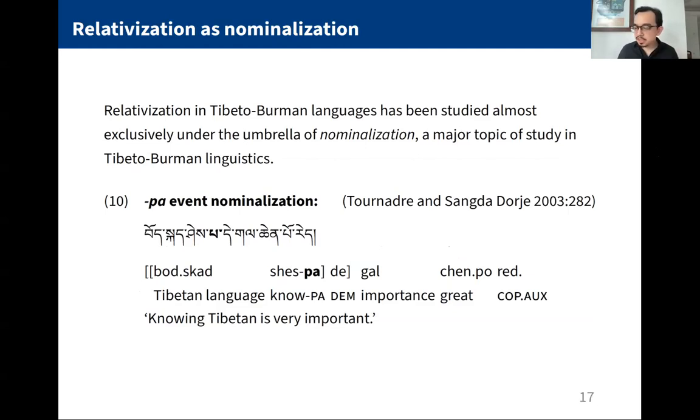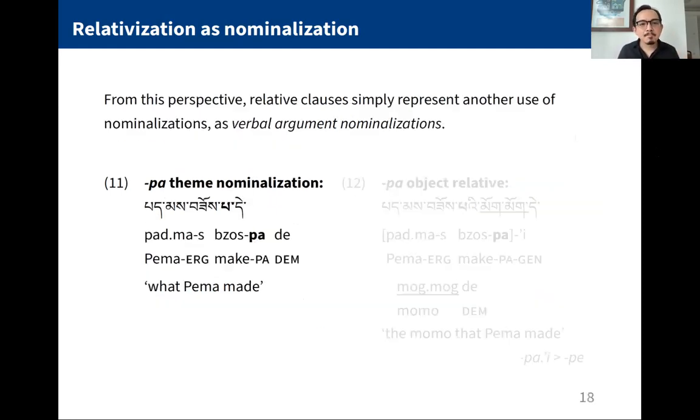The relativization in Tibeto-Burman languages has been studied quite well, but it's been studied almost exclusively under the umbrella of nominalization, which is generally a major topic of study in this area of linguistics. So for example, in Tibetan, there are event nominalizations like pukeshe pate ke chenpore. Knowing Tibetan is very important. My teachers like to say that. But you know, we can take the root she, and we use one of these endings, pa, just to get event nominalization to describe the state of knowing Tibetan. But we can also use the kind of ending, again here, pa, to get argument nominalization as well.